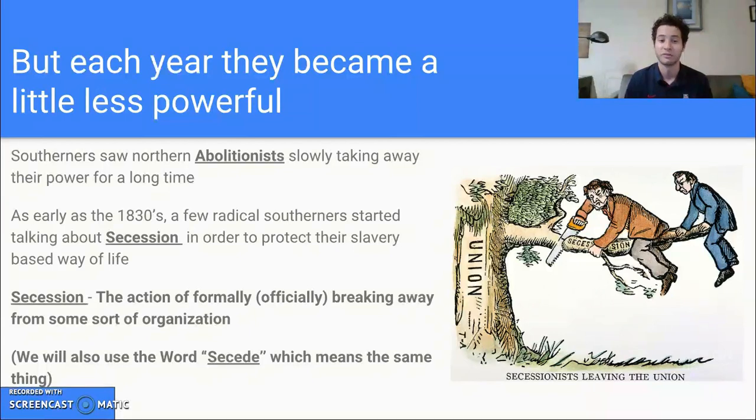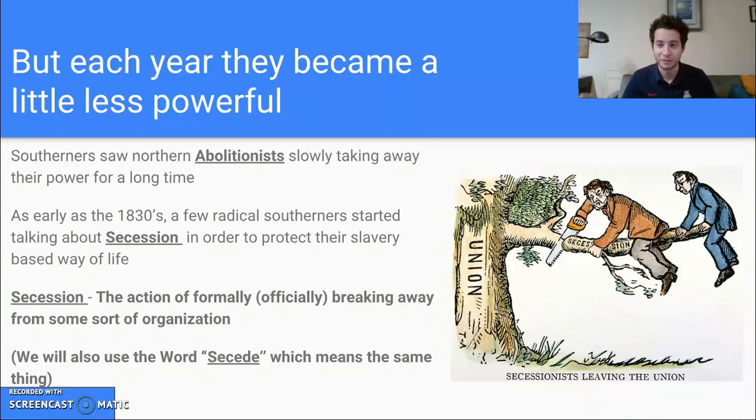Secession means the action of formally breaking away from some sort of organization. So when we talk about it in United States history, we're talking about states trying to break away from the United States. Individual states deciding that they no longer want to be part of the United States. The earliest time that we've heard of that was in the early 1830s. Some radical Southerners, I believe in South Carolina, start talking about secession as a way that they're going to be able to protect their slavery-based way of life.